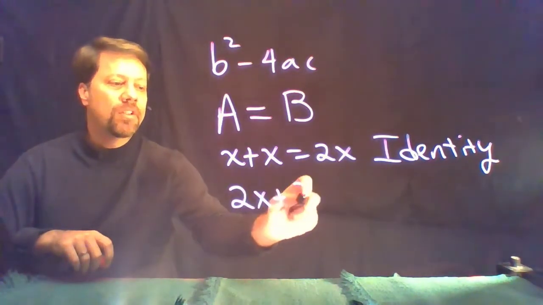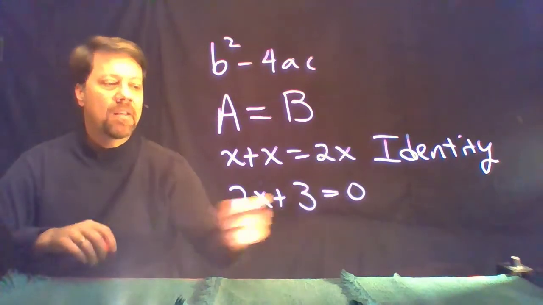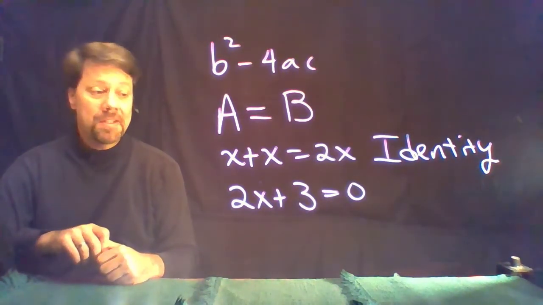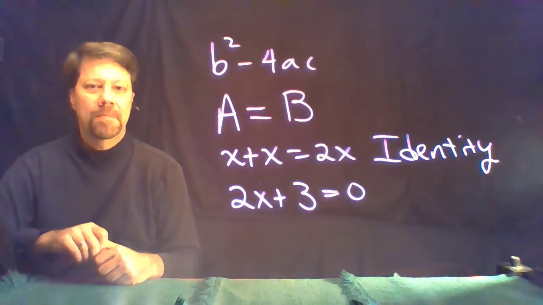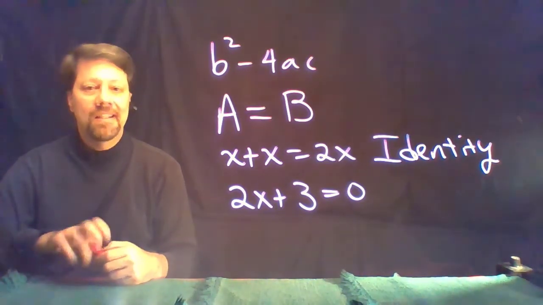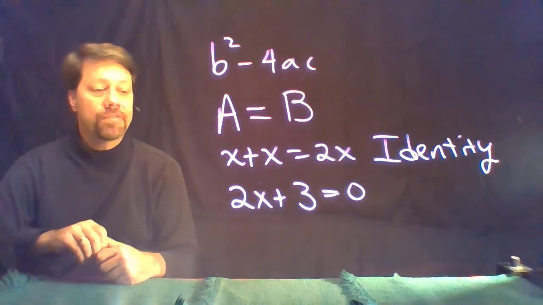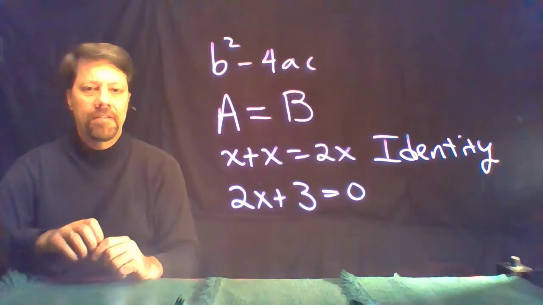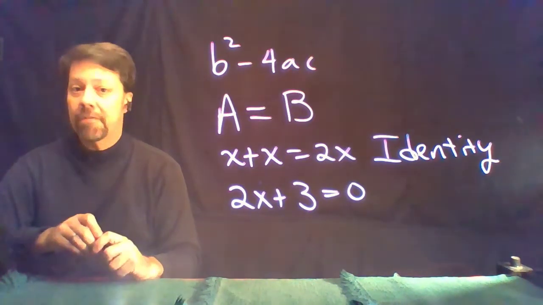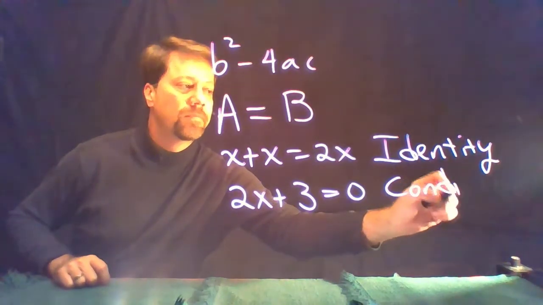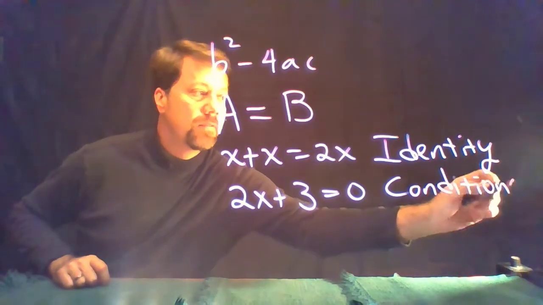Consider the equation 2x plus 3 equals 0. For what values of x is this equation true? This equation is true only when x is negative 3/2, and it's not true for any other value of x. An equation that is true for some replacements of the variable, but not for all, is called a conditional equation.